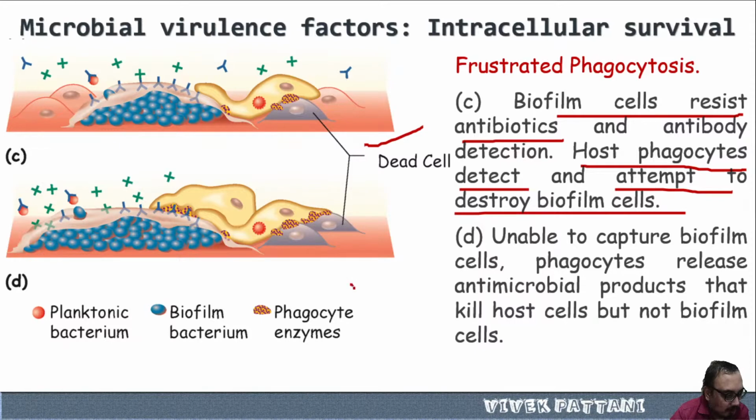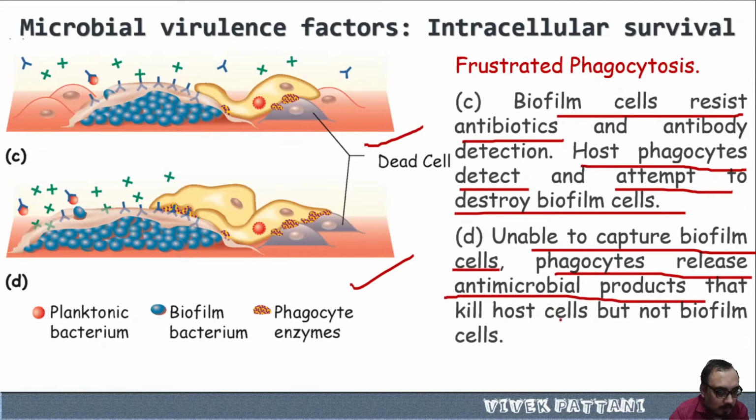Now in D, the phagocyte is unable to capture the biofilm cells, so it releases antimicrobial products that kill the host cells but not the biofilm cells. This is how pathogens evade phagocytosis.